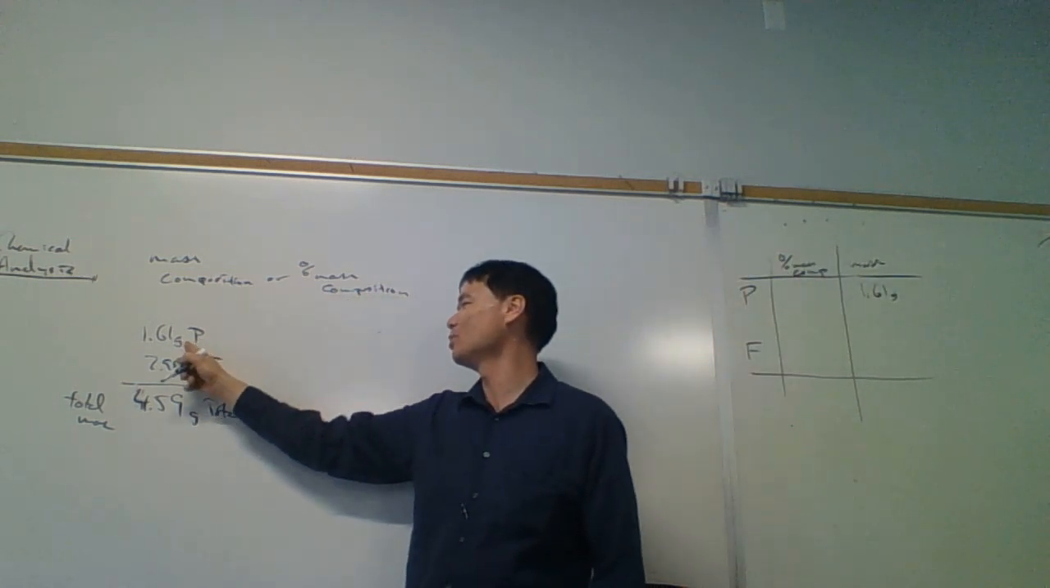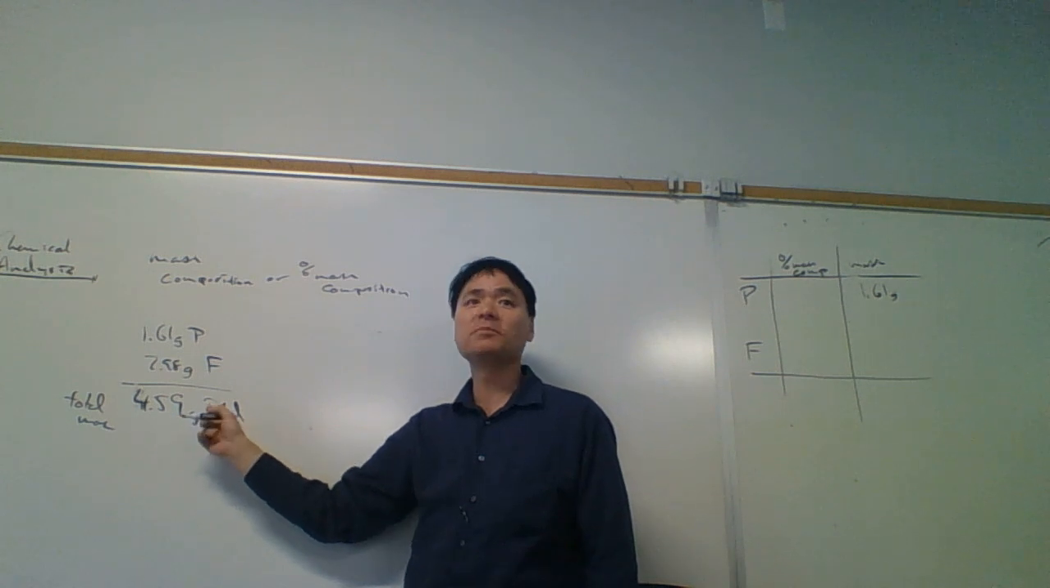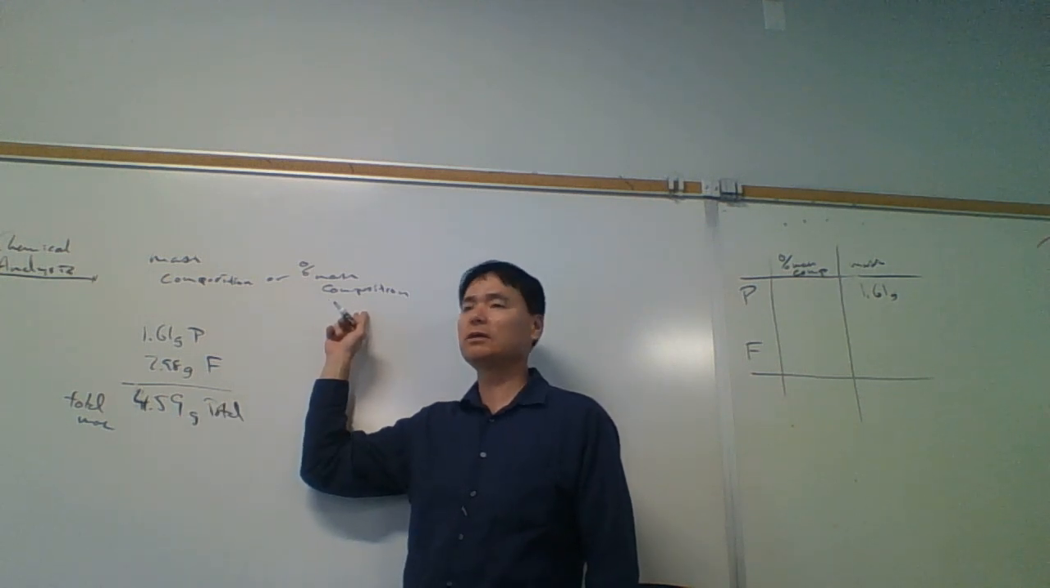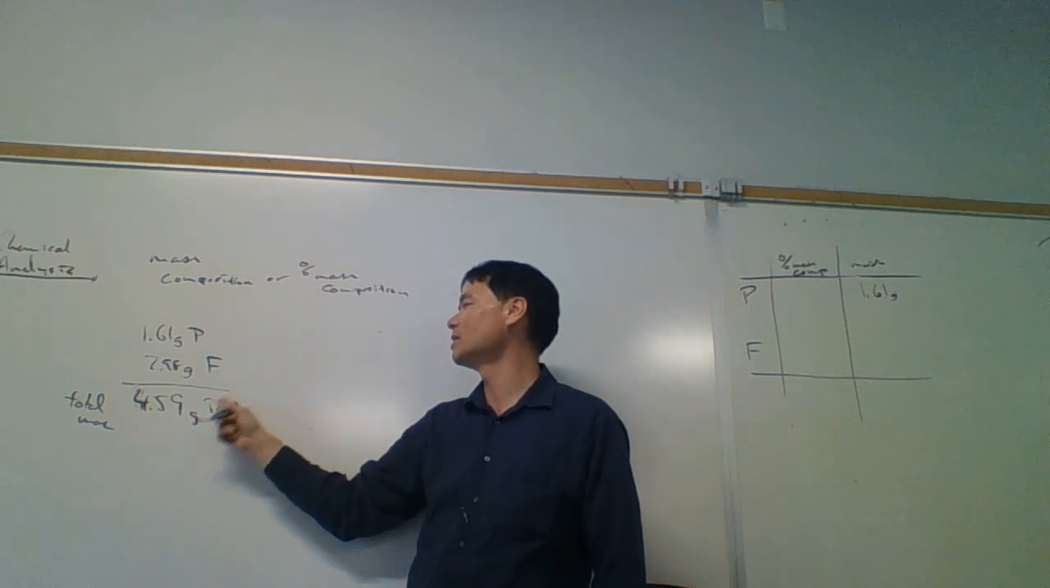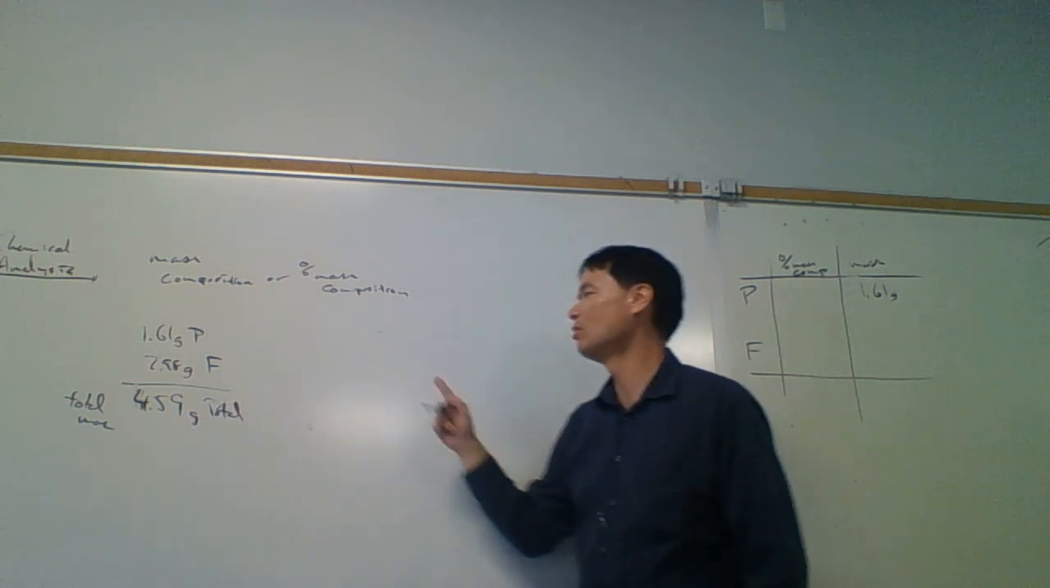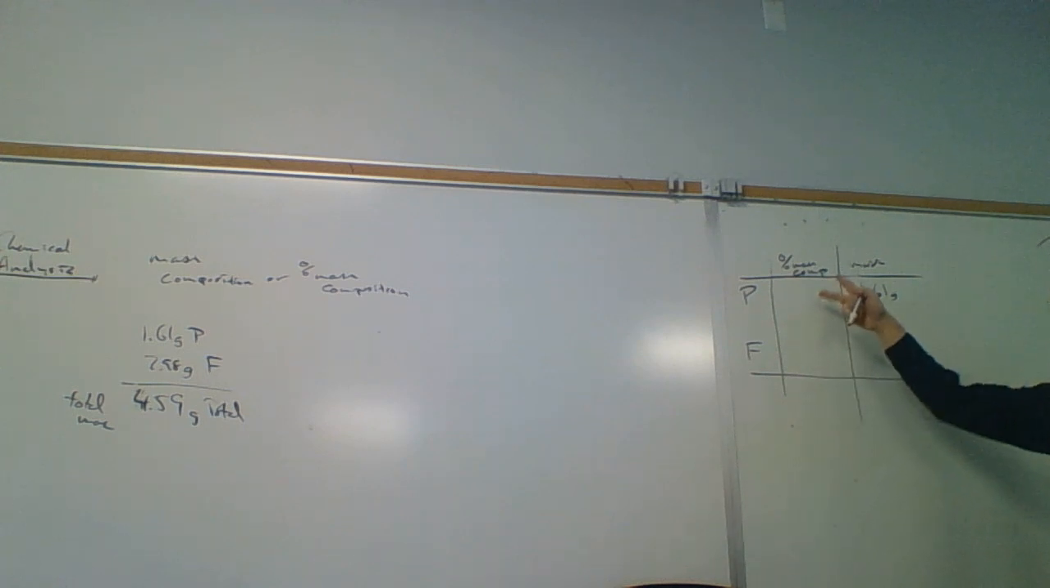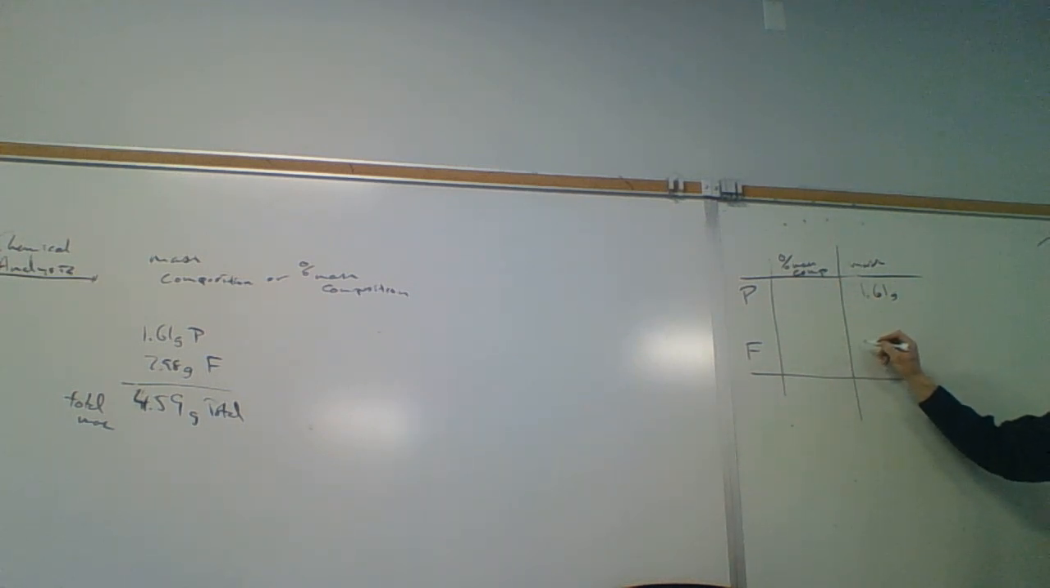I'll take 1.61 divided by 4.59 times 100% for phosphorus, and then 2.98 divided by 4.59 times 100% for the percent fluorine. But let's skip that, and we're going to go to 2.98 grams of fluorine.